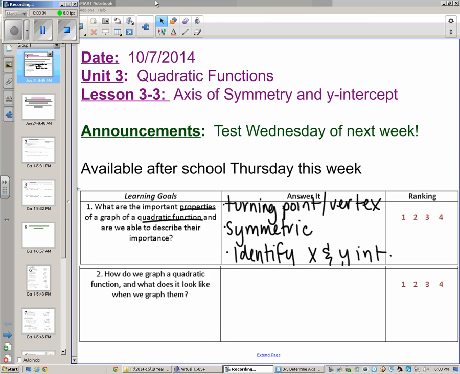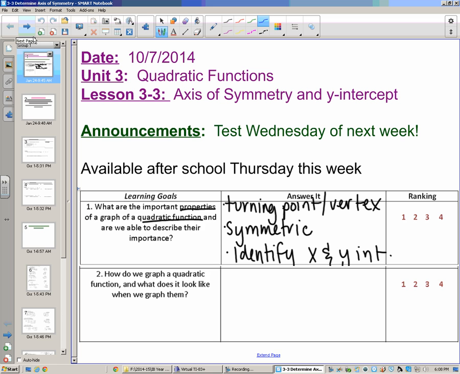Hello and welcome back. Today we are going to take a look at the axis of symmetry a little bit more, along with determining y-intercepts. Just a reminder that we are going to have an exam on Wednesday of next week, and I'm here after school Thursday of this week. So far the goals that we've looked at are what are the important properties of quadratics, and how do we graph a quadratic function.